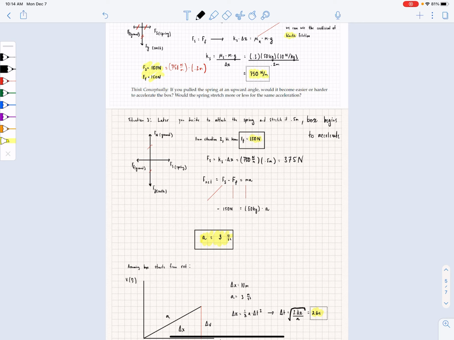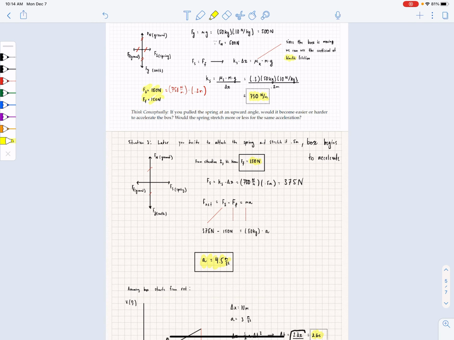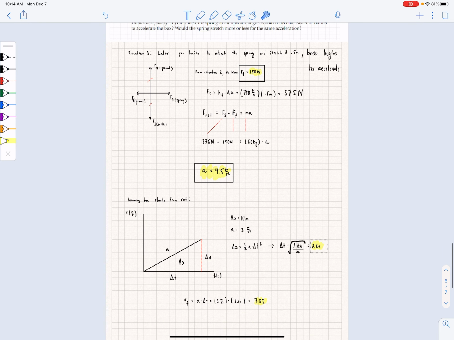And this is going to be 375 minus 150, which is 225, divided by 50. It's going to be 4.5. Wow, significant difference. The acceleration is going to be 4.5 meters per second squared, is what I calculated. All right, so this 750 corresponds with the spring constant. That was just a typo, and that's 375. So I try to not use numbers until the end.